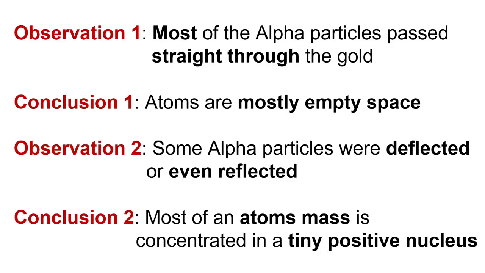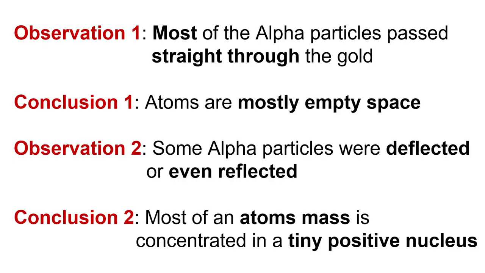So, what is this? They ask this all the time, and you might want to make sure you really play and pause and get this into your head. Observation 1: most of the alpha particles pass straight through the gold. Conclusion 1: atoms are mostly empty space. Observation 2: some alpha particles were deflected or even reflected. Conclusion 2: most of an atom's mass is concentrated in a tiny positive nucleus. This is absolutely essential stuff.